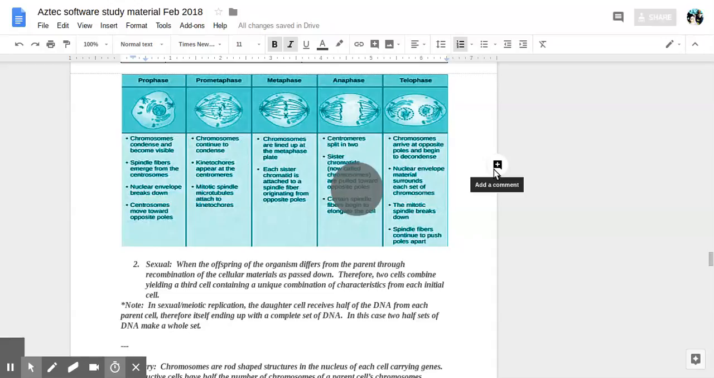Hello, we're going through my notes for life science and cell biology in a nutshell. So we're going over cell division and the changes that chromosomes and cells go through when they're dividing.